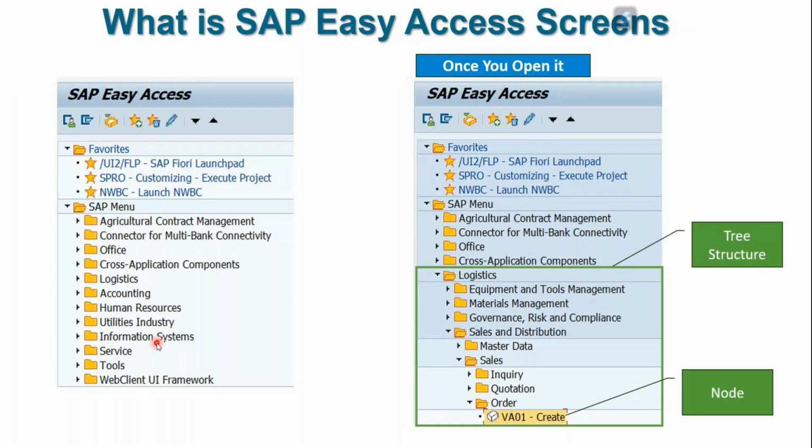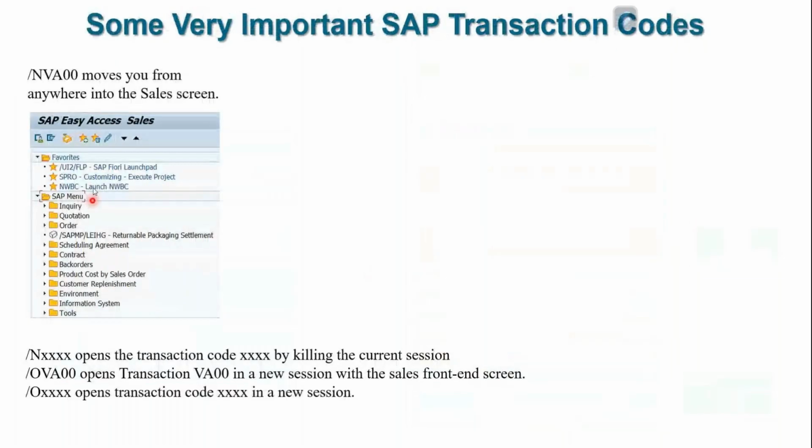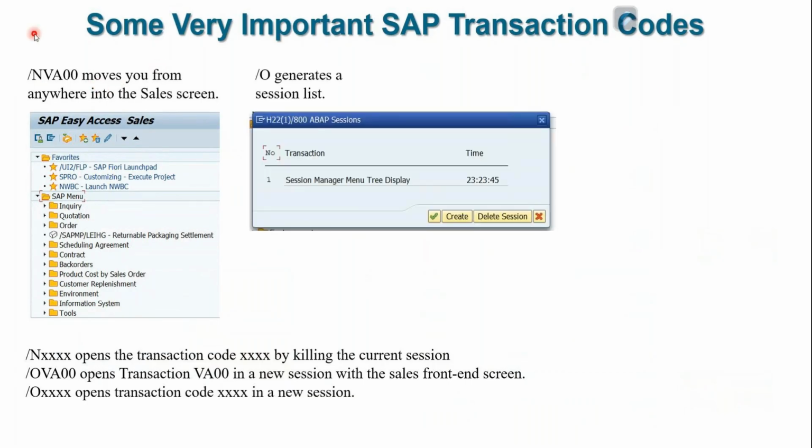And now it will only talk about sales. It will not talk about other things. Here, if you see, it was talking about everything. It was talking about accounting, HR, information system, service, tools, etc. No. So you are saying I want to only see sales, inquiry, quotation, order, contract, etc.